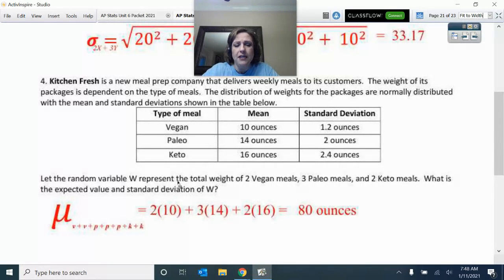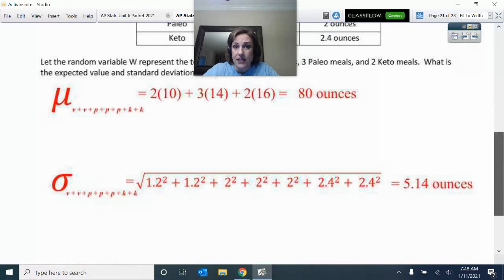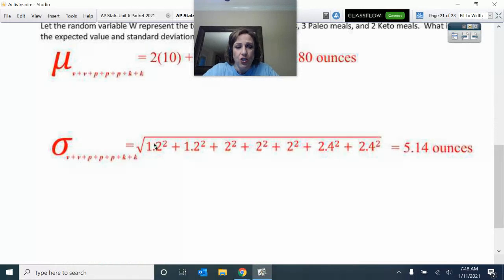So this was just a combining. There wasn't a transformation. It was combining 2 of the vegan, 3 of the paleo, and 2 of the keto. So whenever I'm doing my standard deviation, it's 2 of the standard deviation squared for vegan, 3 of the standard deviation squared for paleo, and 2 of the standard deviations squared for keto. Okay. Combining multiple standard deviations.